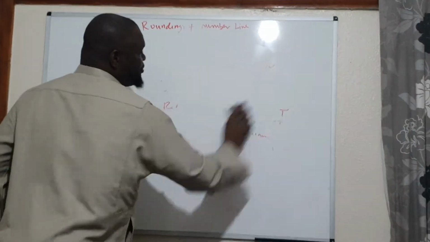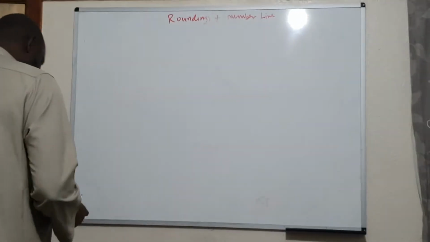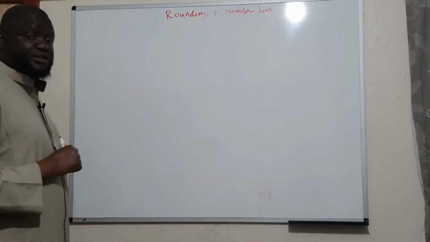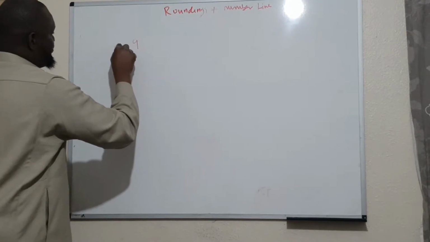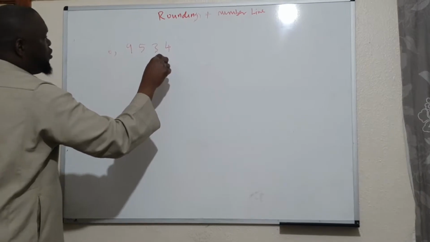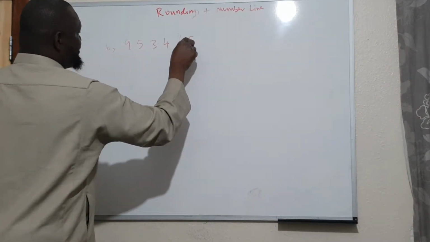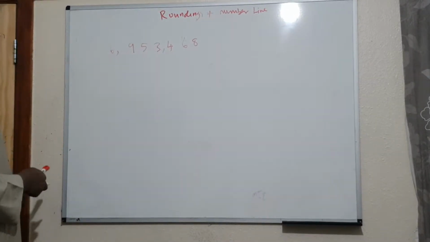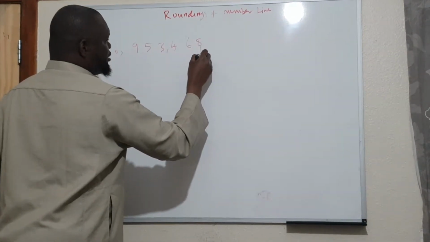But our topic today is roundings. Now for roundings, you have to know something. That is the position of each letter or the position of each figure. If I give you this, 6, 9, 5, 3, 4, 6, 8, now if you look at this, what does 8 represent? 8 represents unit.